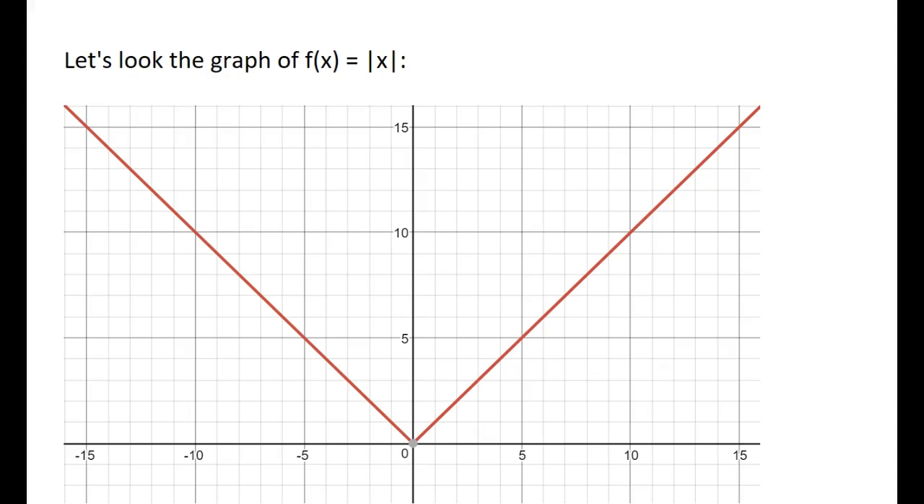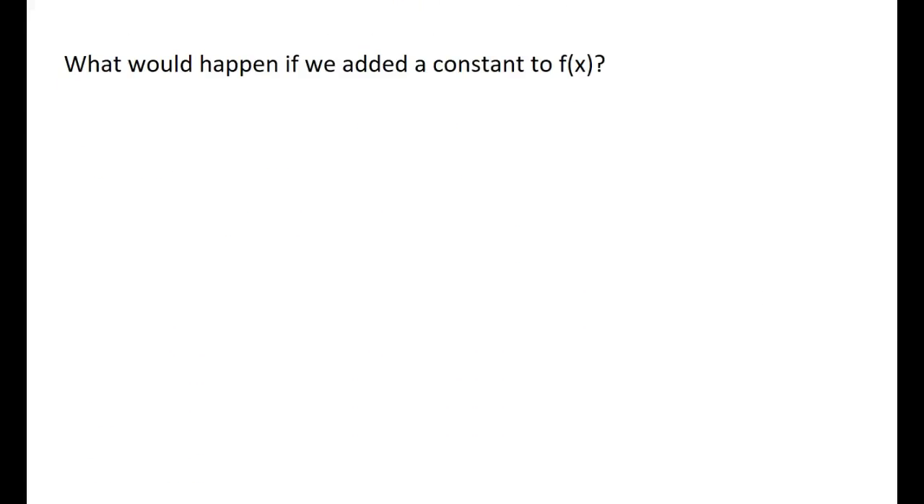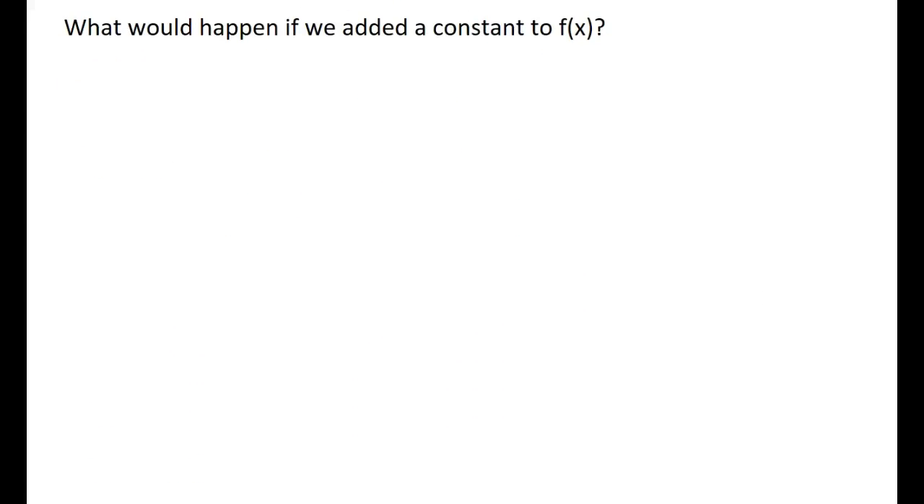To start, let's look at the graph of the absolute value of x. So we have a vertex here at the origin, and this is a ray going up with a slope of 1, and this is a ray going up with a slope of -1. So the question is, what would happen if we added a constant to the graph of f of x?